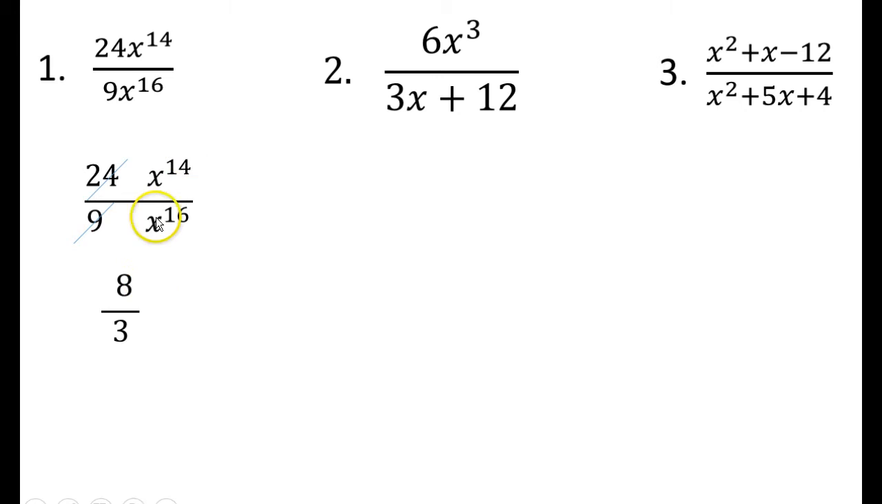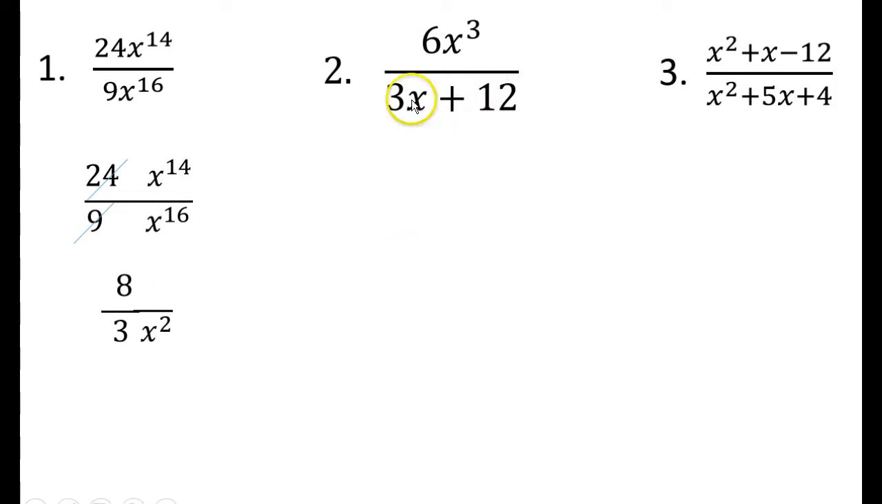The x to the 14th over x to the 16th, you know I've talked to you about this. You can take 14 minus 16. You're going to get negative 2, x to the negative 2. But we can realize that we have 16 in the bottom, 14 on top. When we subtract those two numbers, we get 2, but they're left over in the bottom. So our answer is 8 over 3x squared.